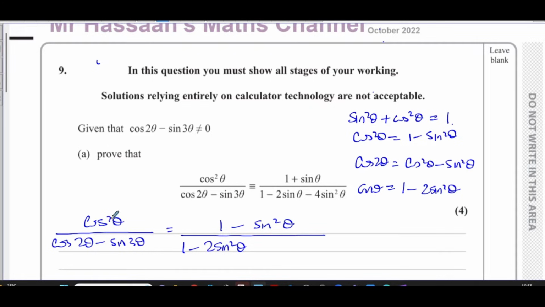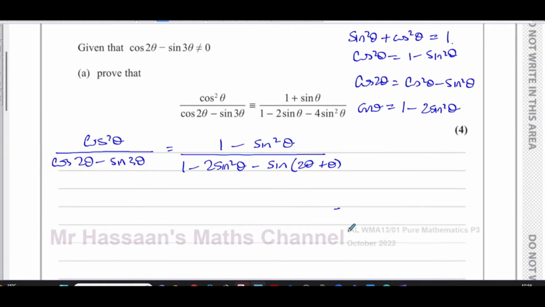So that's starting to look a bit more similar to this, in that we've got rid of the cosine so far. Now, sine 3 theta, how do I deal with that? Well, we can't really deal with that apart from splitting it up into a double angle. So we're going to call it sine of 2 theta plus theta. That will help us split this up into something where we get rid of the double angle. So basically, we notice that all of these are single angles, so we've got to get rid of the double angles.